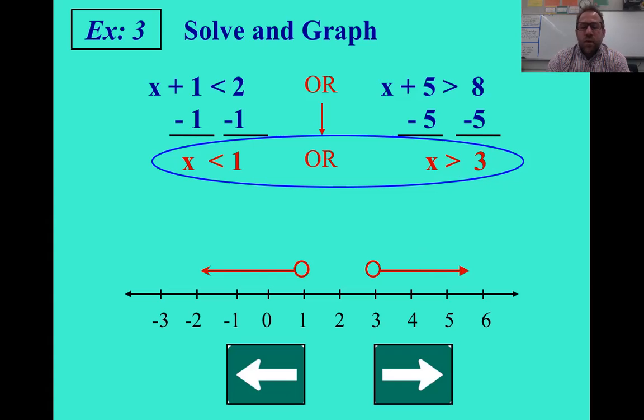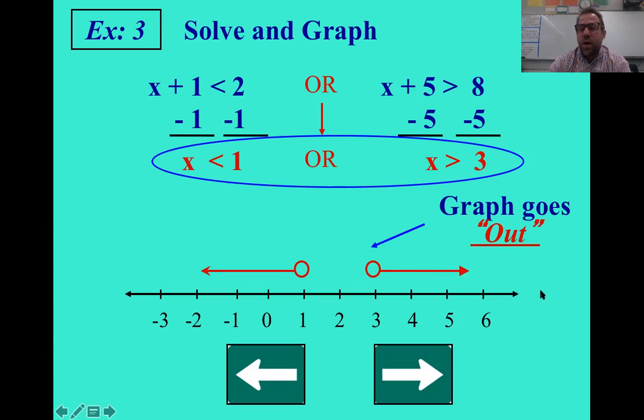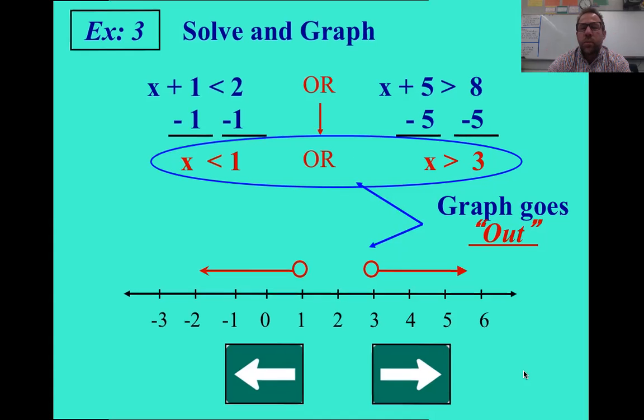Okay, so you can see down below, I was trying to give you a little subliminal message that the graphs were going to go out. They were going to go away from each other, out. Okay, so if it's an or problem, they're going to go out. The graph goes out. Okay, so that's a way to remember. If you see an or problem, then your graph has to automatically go out. It's either that way or that way. Okay, an or problem.